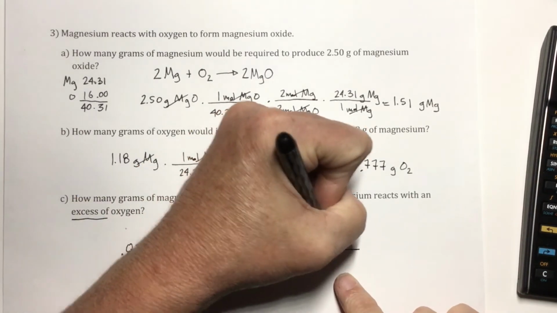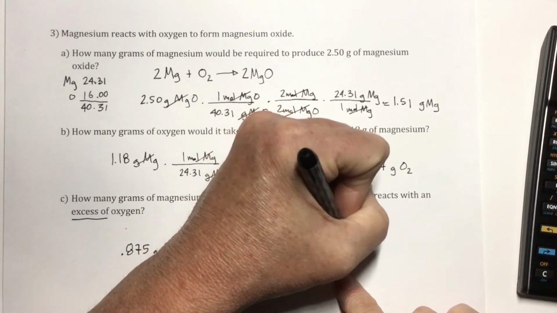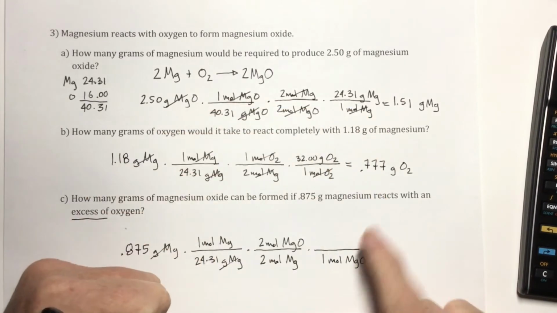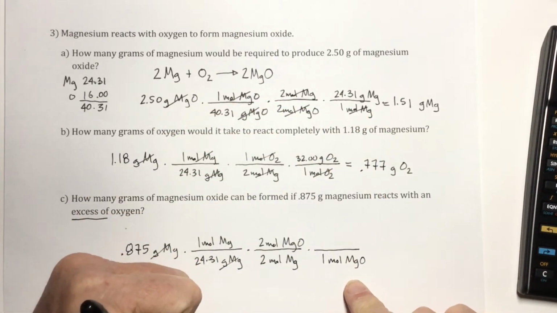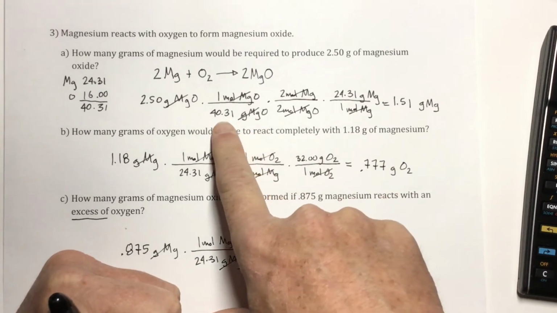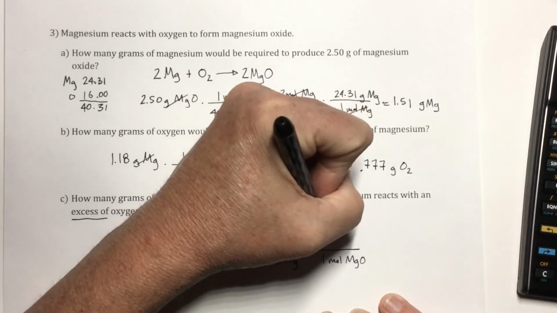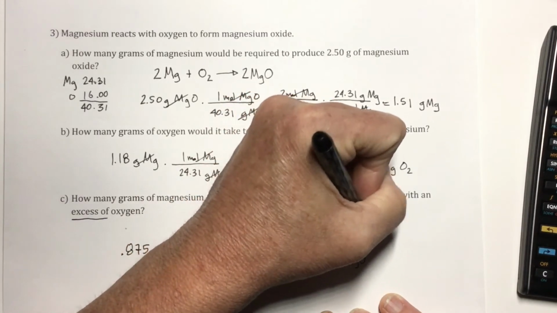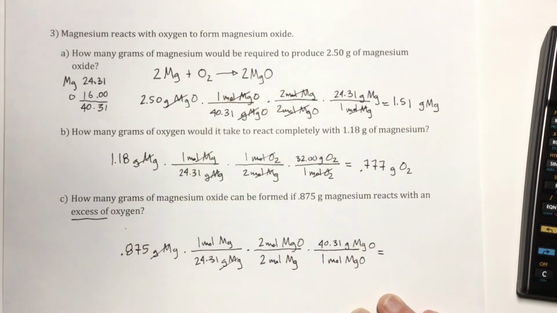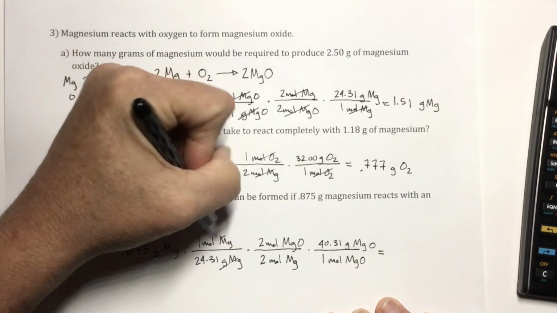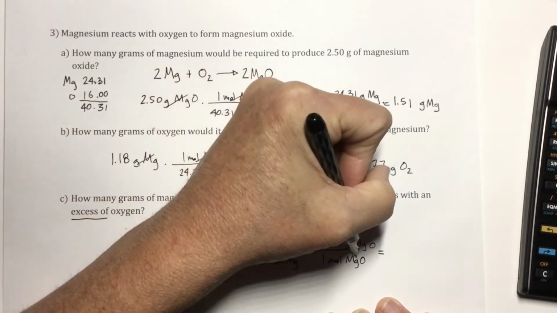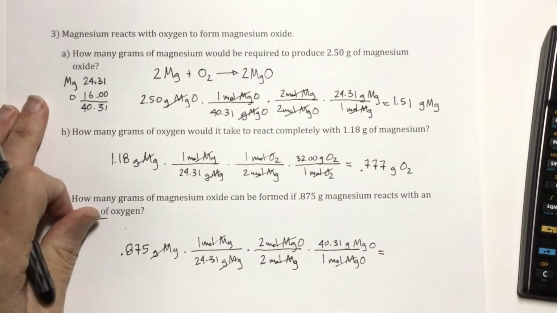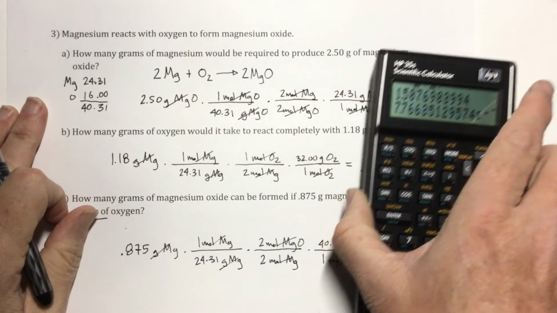So down below here, let's put 1 mole of magnesium oxide up top. We'll put the atomic mass of magnesium oxide, which we already calculated up here in part A, 40.31 grams of magnesium oxide. Okay, so that cancels with that, cancels with that. Grams MgO, which is what I wanted. So let's do the math.